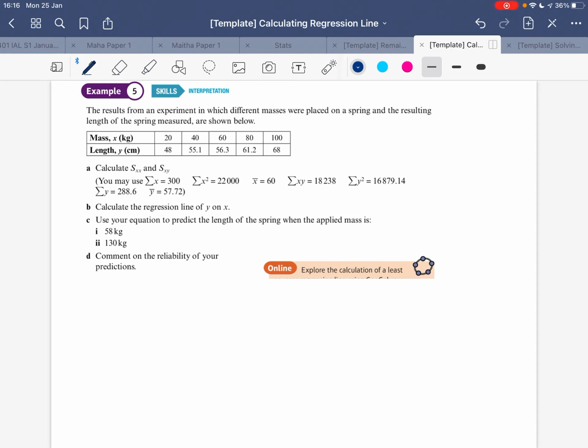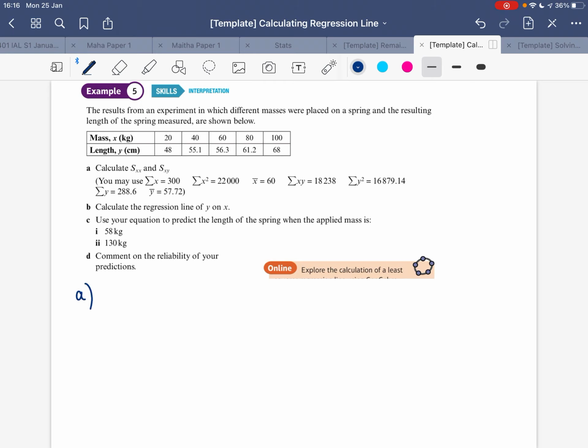So it should have a positive correlation, which means your gradient, or your b value for the regression line, is going to be positive. As one is increasing, so is the other. So part A: calculate Sxx and Sxy so that we can use them to calculate the equation of the line.